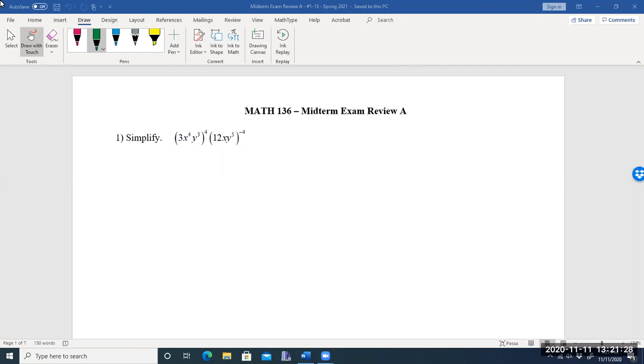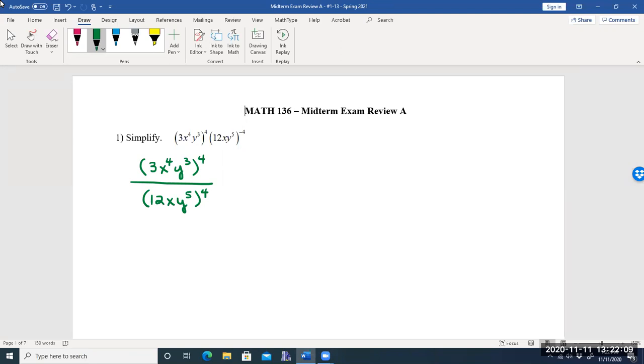So number 1 here, when we have a product to a power, every number and every variable inside the parentheses gets raised to that power. However, before I do that, I want to get rid of that negative exponent, and I'm going to move it down as an entire group. So you could raise 12 to the negative fourth power, and you could raise x to the negative fourth power, and so on. But you could also just move that entire group down to the denominator.